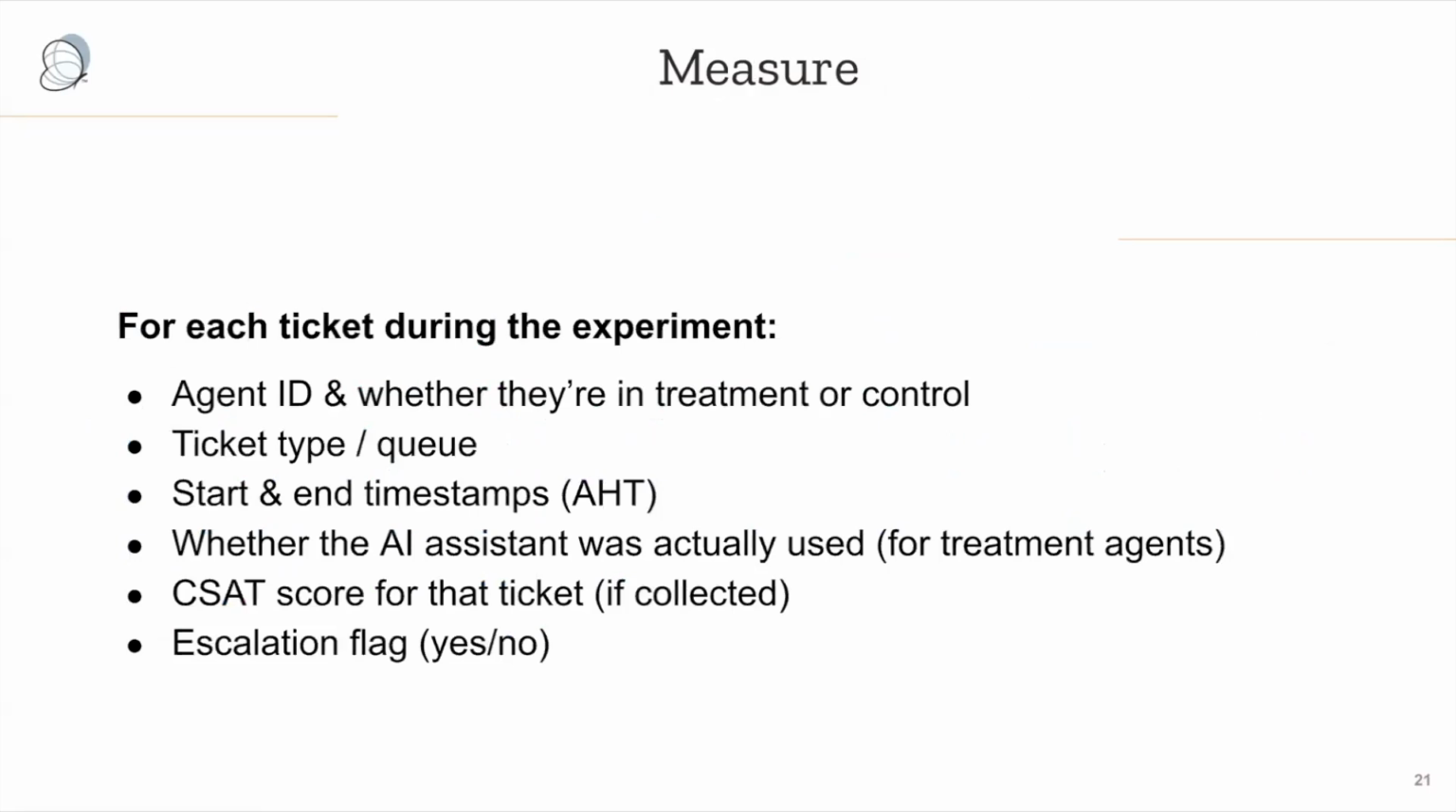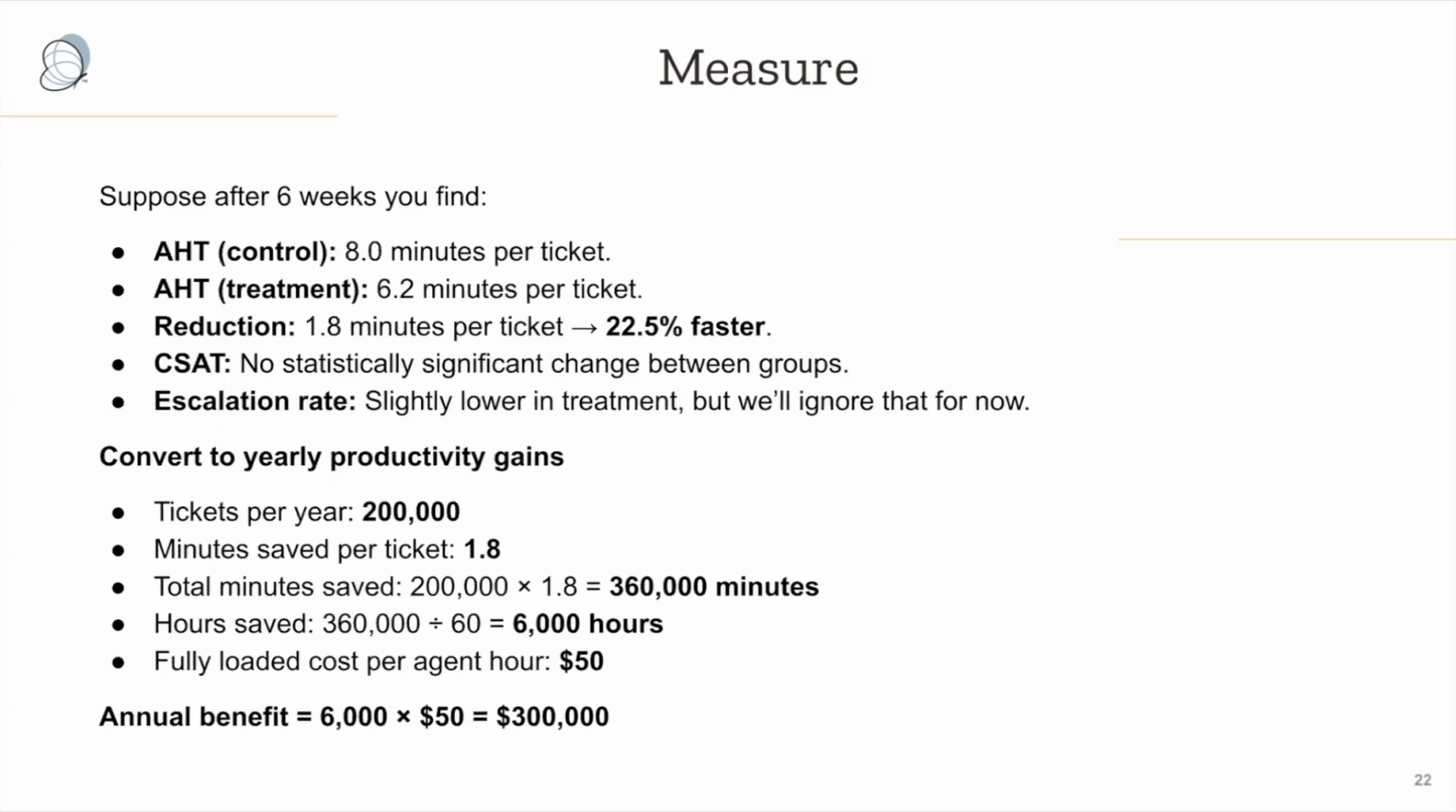So now you send people out, go do your work. And you've got to make sure there's infrastructure for saying, who's the agent? Are they treatment or control? Do they get the AI assistant or not? What kind of ticket type or what's the queue? What are the things I care about? I care about the handle time. Was the AI assistant actually used? The treatment agents might not have pushed the button. They might have just gone, oh, whatever, I'm going to type this up. What's the customer satisfaction if it's collected? And was it escalated? Then, after you've done that, you'll compute statistics.